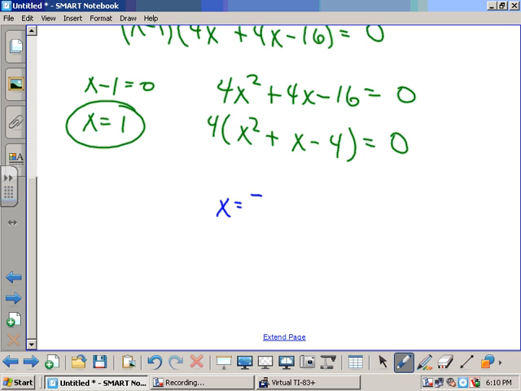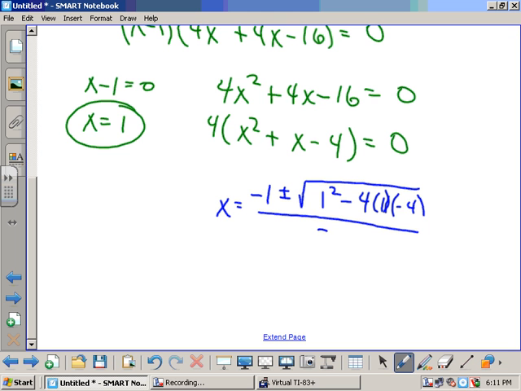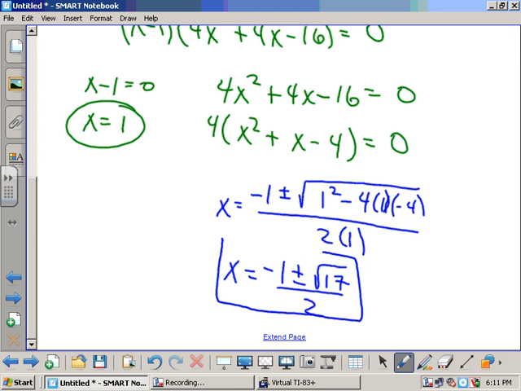So we have x equals negative b plus or minus the square root of b squared minus 4 times the a term times the c term, all over 2a. Continue breaking it down. Underneath the radical, it looks like we're going to have 1 plus 16. So the square root of 17 all over 2. So here we have our three answers. Our first answer was x equals 1. Our other two answers, negative 1 plus the square root of 17 over 2, and negative 1 minus the square root of 17 all over 2.